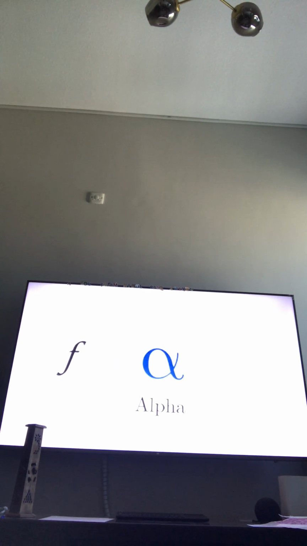We have f. This denotes a function. And then we have alpha. This is the level of the function. And then we have n. This is the number we're going to input the function to.